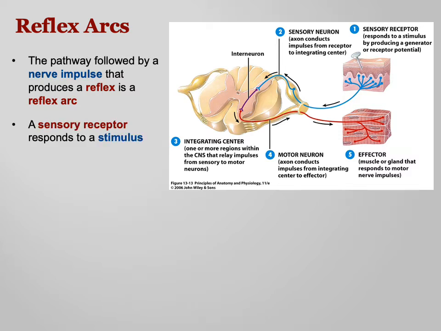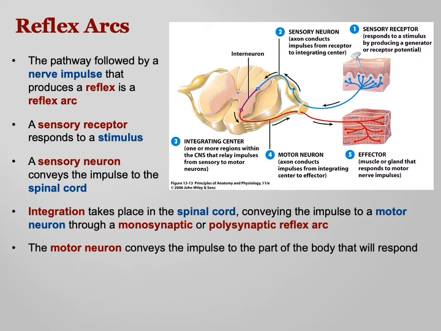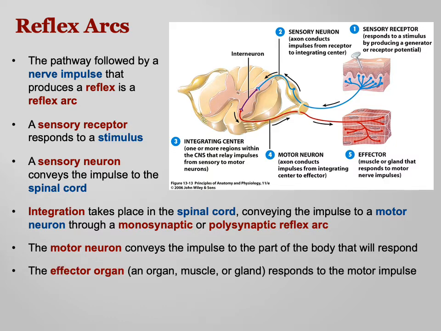So a sensory receptor responds to a stimulus, sensory neuron conveys impulse to the spinal cord. Integration takes place in the spinal cord, conveying the impulse to a motor nerve through what's called a monosynaptic or polysynaptic reflex arc. Monosynaptic, one synapse, polysynaptic, multiple synapses, all right? Motor neuron then conveys the impulse to the part of the body that will respond, and an effector organ, a muscle or gland, responds to that motor impulse, okay?